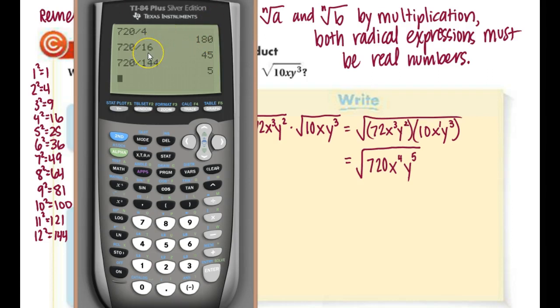Next thing I did was I tried 16 because 16 is related to 4. When I divided by 16, I got 45. I know that 9 is a factor of 45, so that means 16 is not the biggest perfect square factor of 720. Next, I tried 144, and 144 actually fits into 720 5 times, and 5 does not have any perfect square factors besides 1, so that means 144 is the biggest perfect square factor of 720.